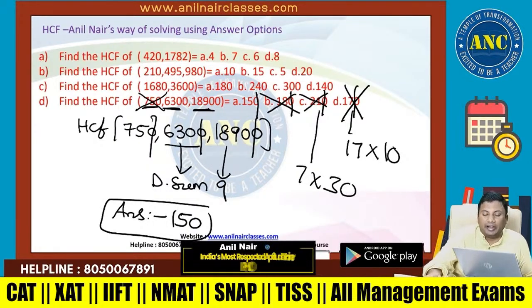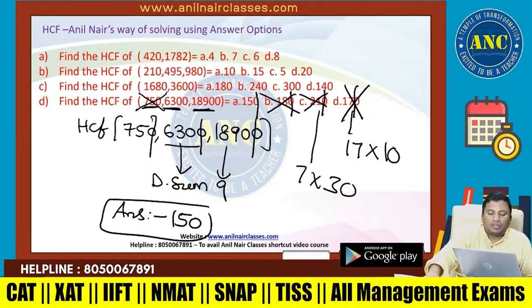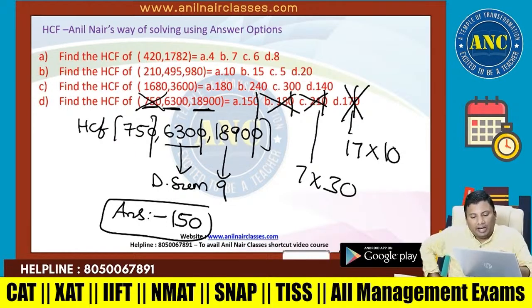Right? Again I am repeating. 750, 6,300, 18,900. I removed one 0 from all of them. If I look at option B, 180 digital sum is 9. 6,300 digital sum is 9. 18,900 digital sum is 9. 750 digital sum is not 9. 180 is out. 170 is 17 into 10.